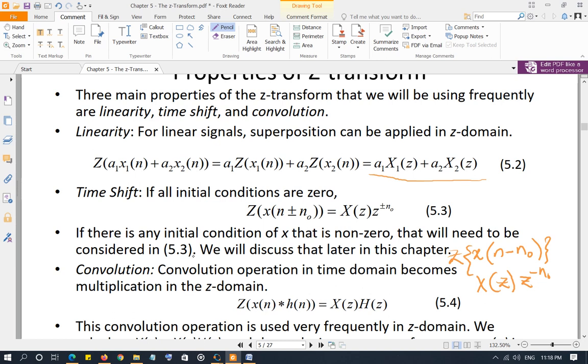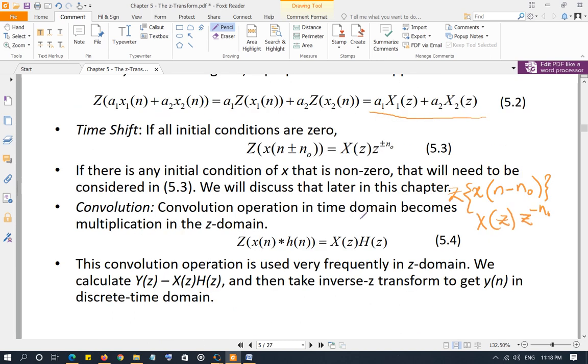And the last property is convolution, and I just explained it to you, that convolution between two signals, and I'm just using xn and hn because we used these two signals in the previous chapters. So the convolution between two signals in Z domain becomes multiplication between the Z transforms of those two signals, so xz times h of z, and this generally makes life very easy to calculate y sub z.